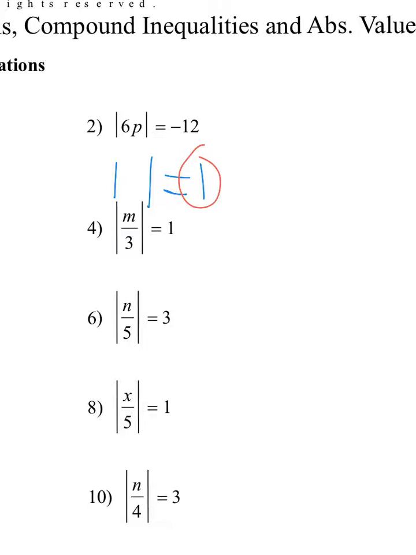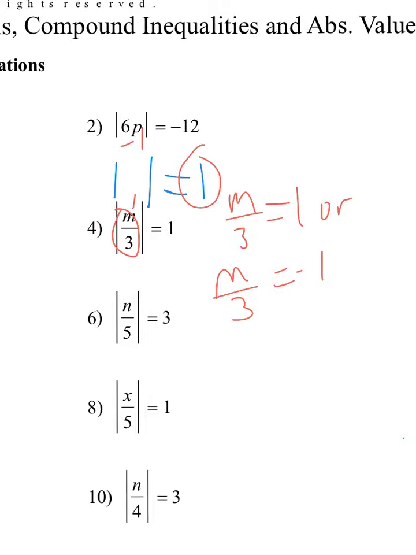So if you think about what numbers have an absolute value of 1, well, that could be either negative 1 or 1. So it creates two cases, and we're going to take what's inside the absolute value, which is m over 3, and set it equal to 1, or m over 3 could equal negative 1.